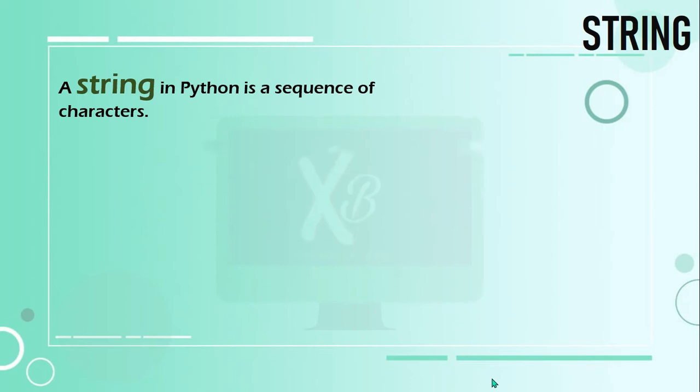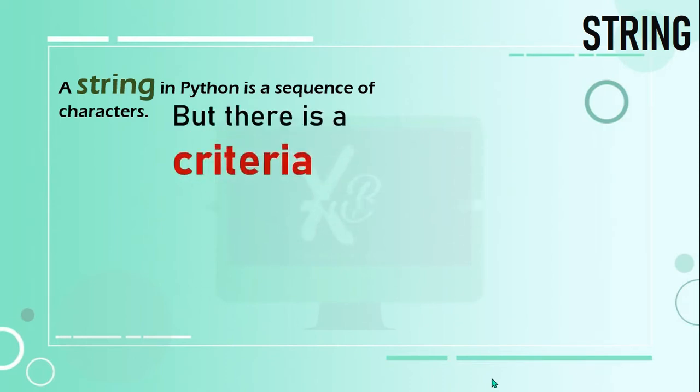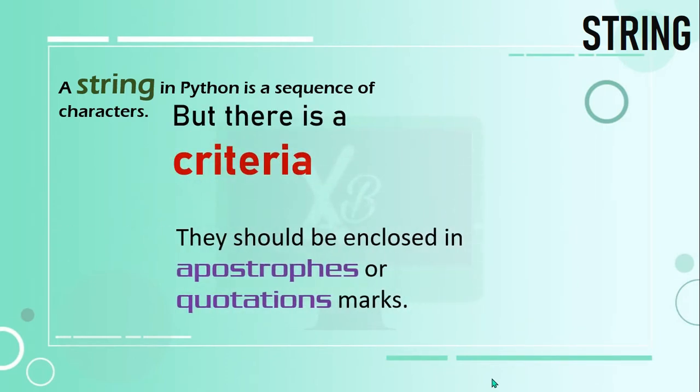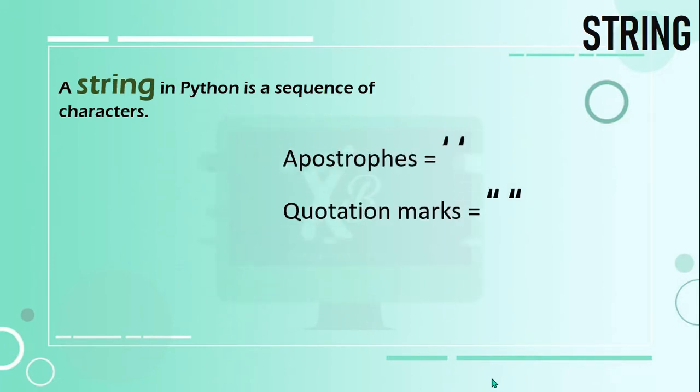But what is a string? That is the question. Here, I'm going to explain string. A string in Python is a sequence of characters, but there is a criterion: they should be enclosed in apostrophes or quotation marks. Now, if you don't know what apostrophes are, they look something like this, these two lines as you can see, and quotation marks are simply double of them. So how do you get quotation marks? Simply press shift and the apostrophe key and you're going to get those quotation marks.